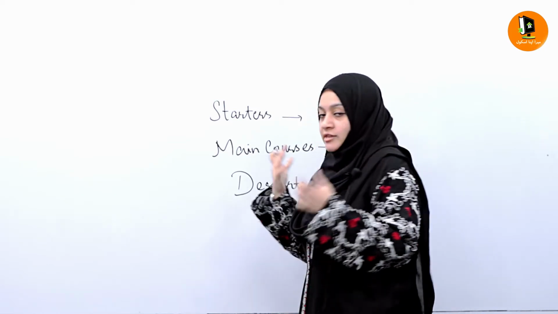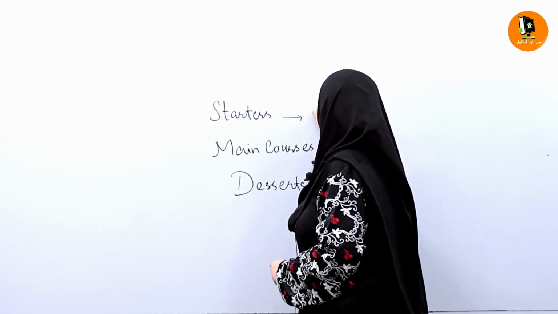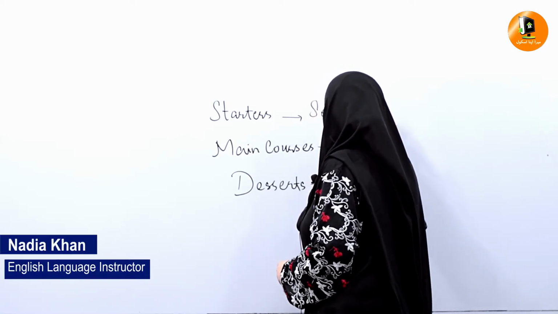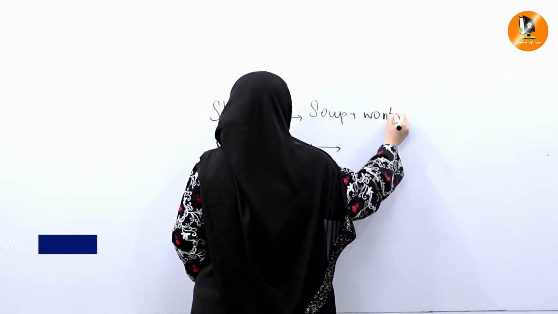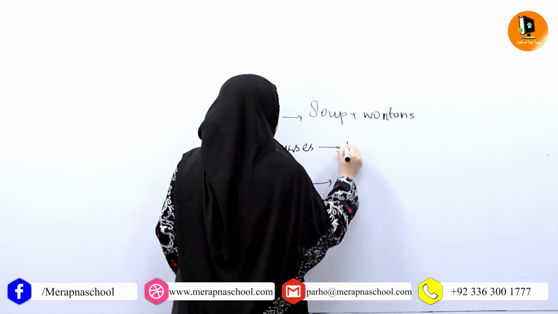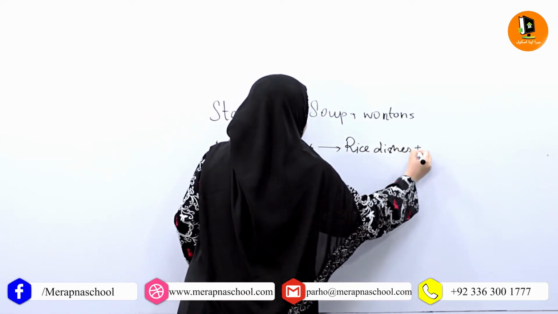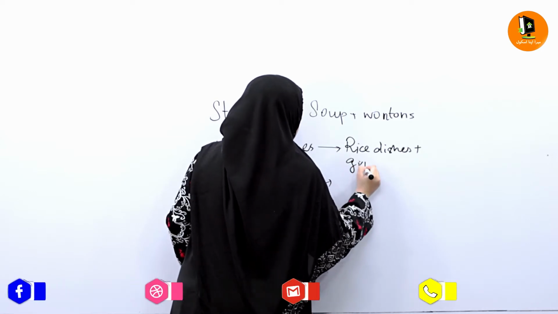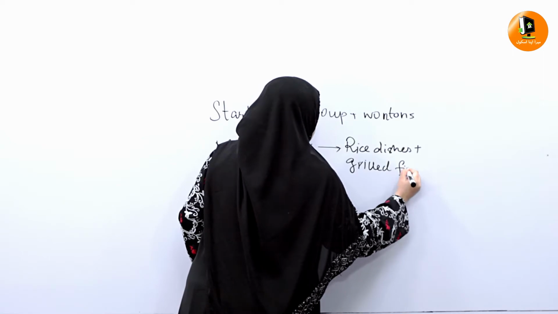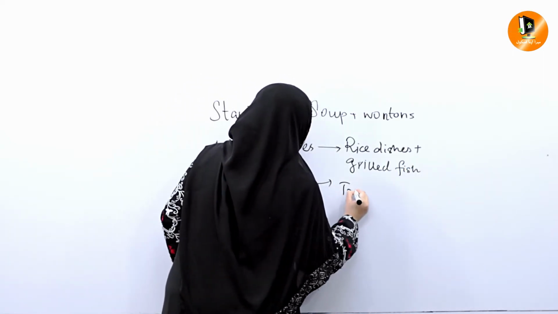Let's say, for example, what can you add? In starters, you are making soup and, for example, wontons. In main courses, you are making some rice dishes and grilled fish. And lastly, in dessert, you decided to make a sweet trifle.